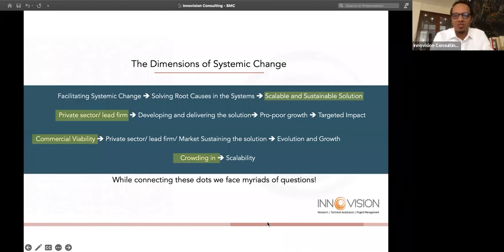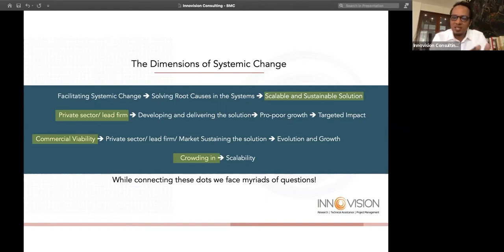I understand that all of us who are listening have very strong experience in applying the market systems development approach to challenges related to poverty. So what we, in a sense, want to do is facilitate systems change, and that calls for solving root causes in the systems in our pursuit of scalable and sustainable solutions to poverty challenges. And in that pursuit, we often work with private sectors and lead firms. I'm saying often because not always are market system solutions delivered through private sector lead firms, but there are a significant number of interventions that are delivered through the private sector and lead firms.